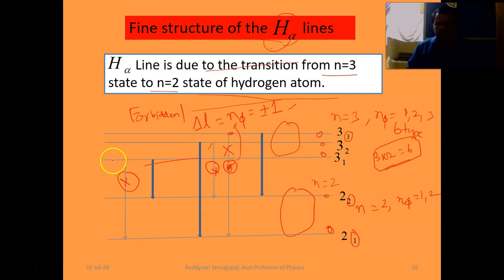So in the fine structure of hydrogen spectral lines, we will get only 3 lines. This is called the fine structure of the H alpha line, because H alpha means transition of an electron from the third energy state to the second energy state. This is called the H alpha line.